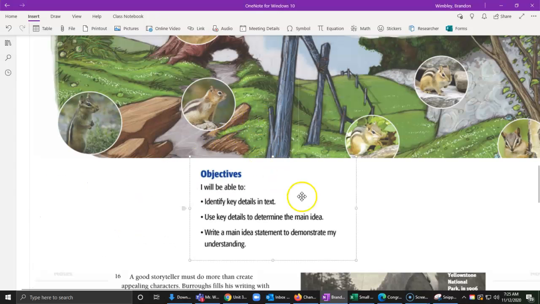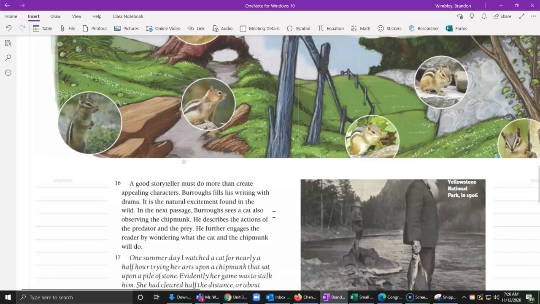Good morning, class. Today we're focusing on finishing the writing of John Burroughs. So our objectives are, again, identifying key details in our text and using those key details to determine the main idea, and then writing a main idea statement to demonstrate our understanding of what is happening.